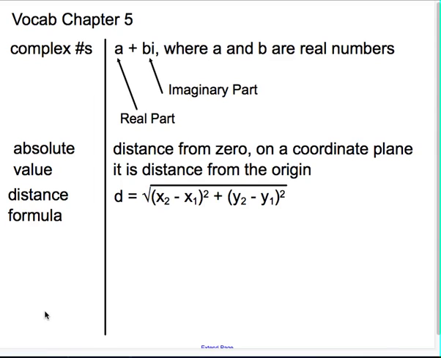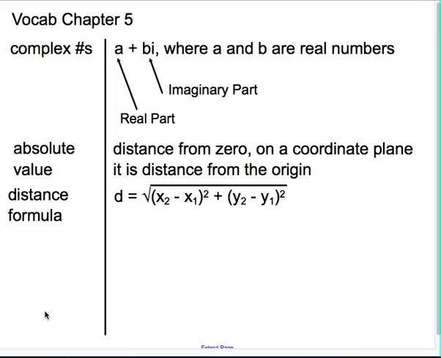A complex number combines an imaginary number with a real number. So for example, a plus bi. A and b are both real numbers. A is our real part, and b times i is our imaginary part. We're going to be looking at complex numbers on a coordinate plane.